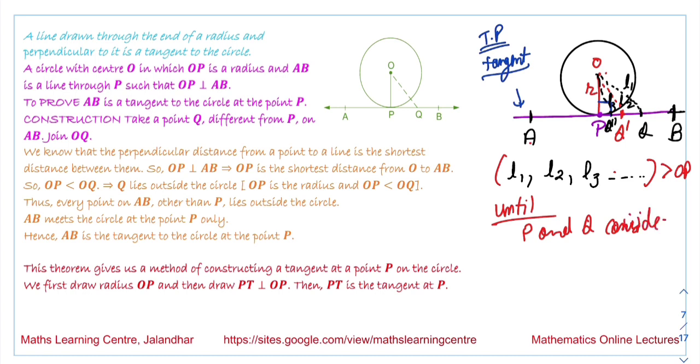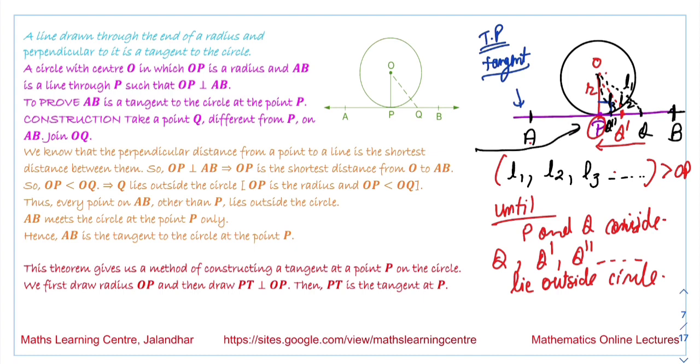We are saying that until both these coincide, both these lengths L1, L2, L3 are greater than the length OP. So what we get from this is that until this point Q reaches P, all these points Q, Q dash, Q dash dash lie outside the circle, and only this point P will lie on the circle.